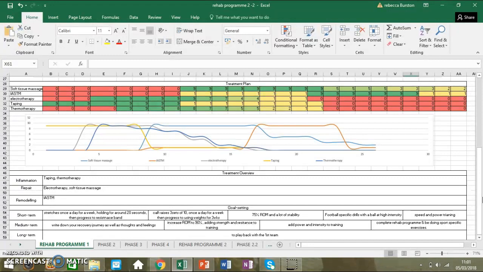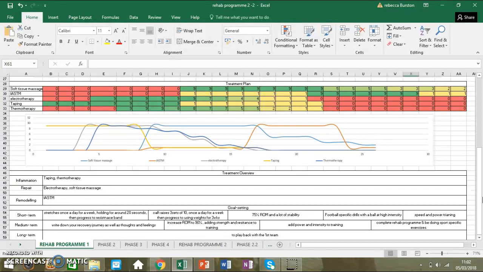And then week 3 to 5 will include completing stretches once a day for a week. And these stretches should be held for around 20 seconds. And when this is done, the athlete should progress to stretching with resistance bands for 2 more weeks. And then week 6 to 8 involves 3 sets of 10 calf raises once a day for a week. Then this will progress to using weights for an extra 3 weeks.